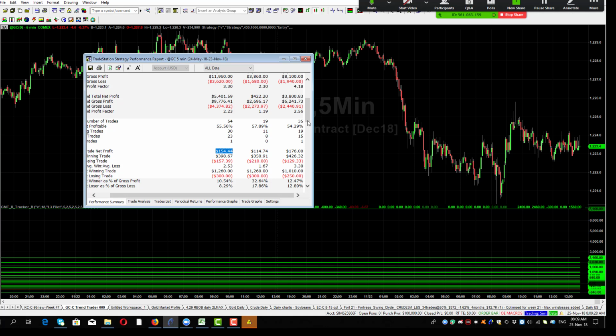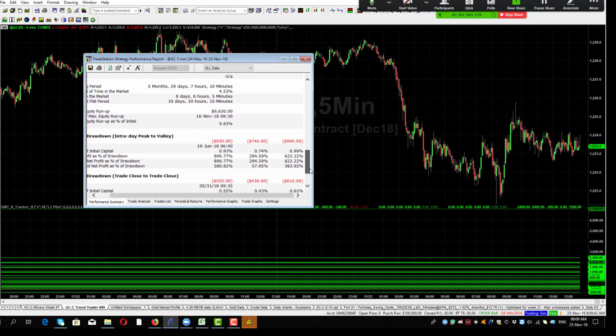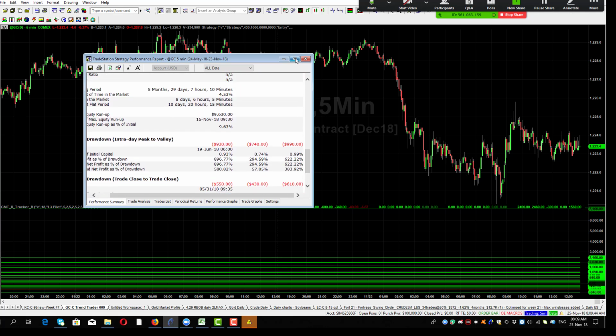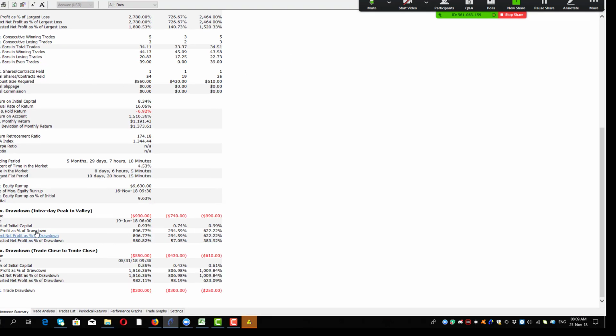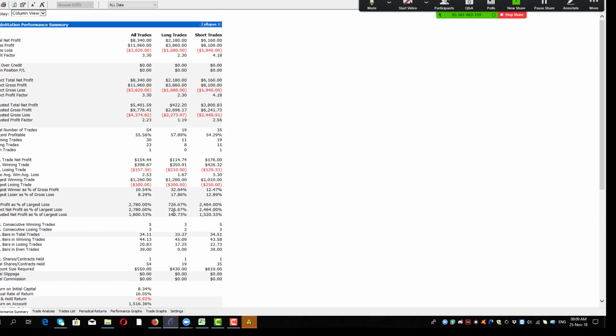So on a daily and weekly basis, I want to make sure that my performance is maintained. So I'm okay to have a winning week, losing week, or winning 2 weeks, losing 2 weeks, because I know that the stats on this are fairly good. You've got your max drawdown of 930, the max drawdown trade close to close 550. So all the stats are solid on this system.